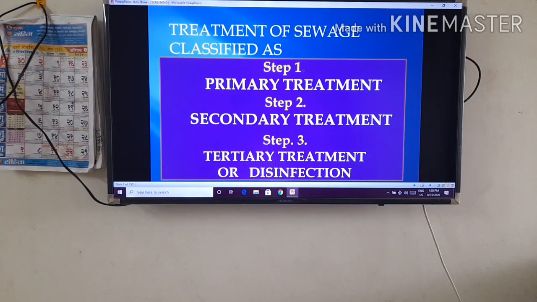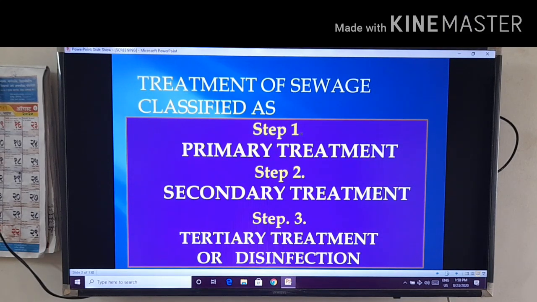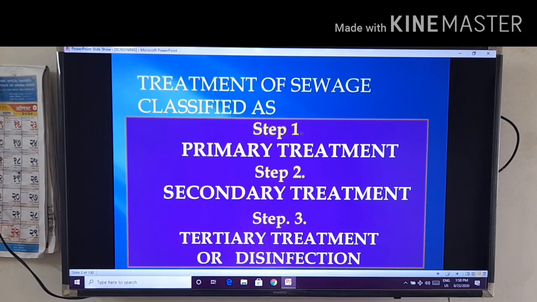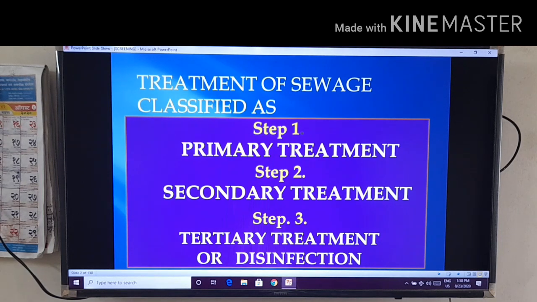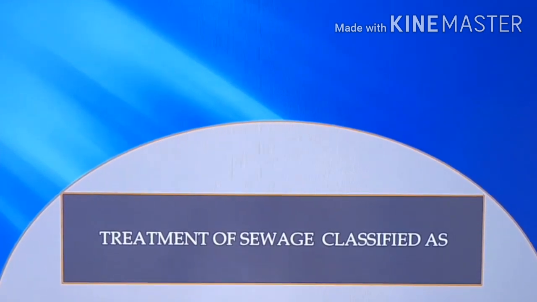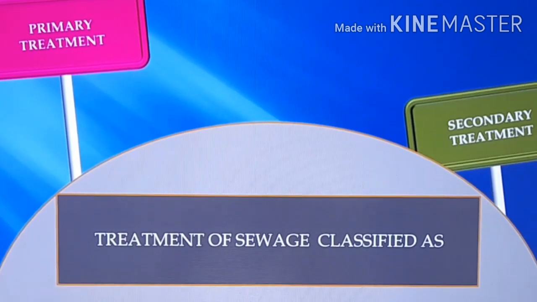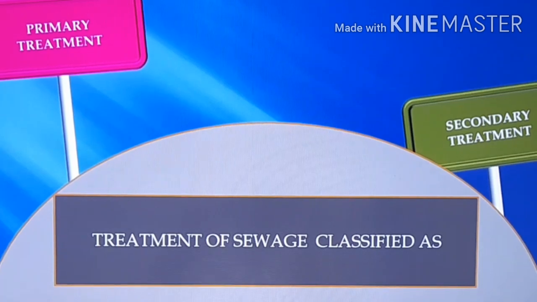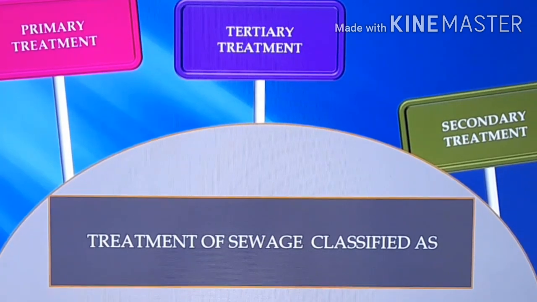Hi, welcome back. Today we are going to learn treatment of sewage, which is classified as step 1, primary treatment, step 2, secondary treatment, step 3, tertiary treatment or disinfection. Again, treatment of sewage is classified as primary treatment, second, secondary treatment, and third, tertiary treatment. Remember.